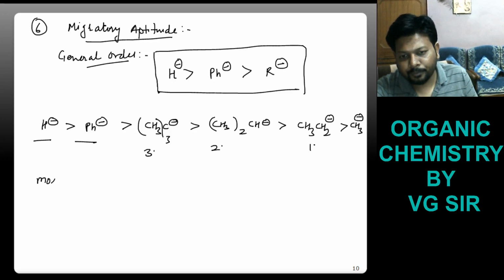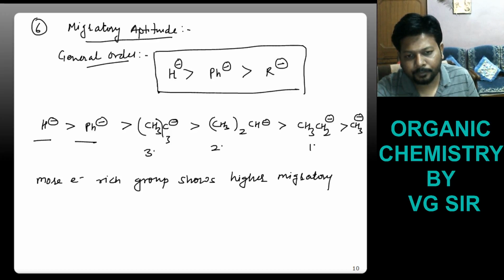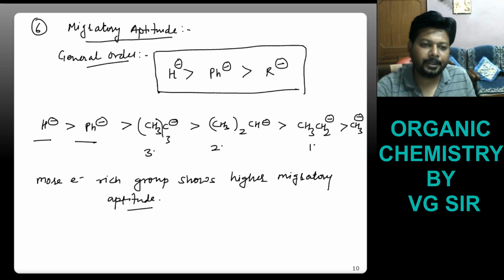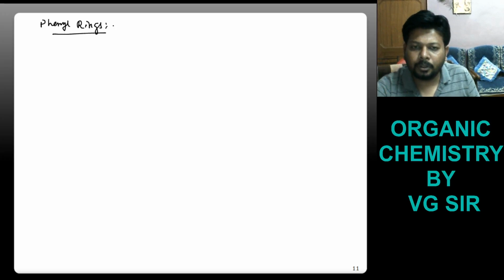So what does it mean? It means the more electron rich group shows higher migratory aptitude. This becomes also clear when we talk about phenyl rings. First of all, let's see the mechanism of migration.